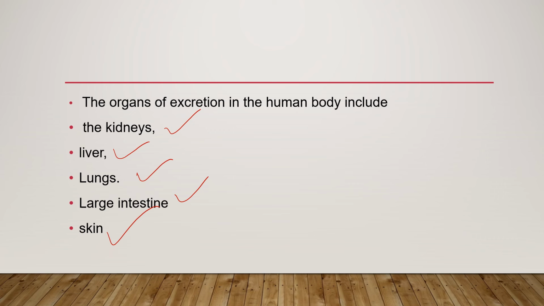So what is the liver doing? Next comes the liver. The liver is the largest gland of the body. It secretes bilirubin and biliverdin. Bile pigments are also produced by the breakdown of hemoglobin in the liver. So bile pigments are produced in the liver as the breakdown of hemoglobin.